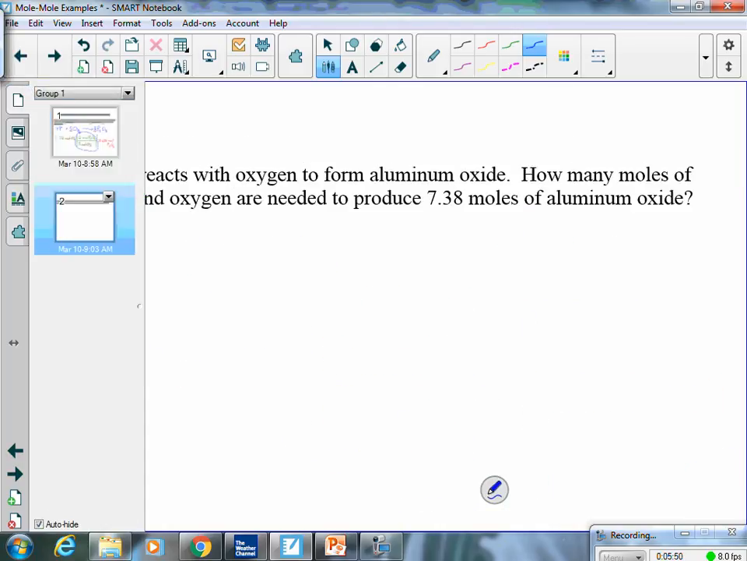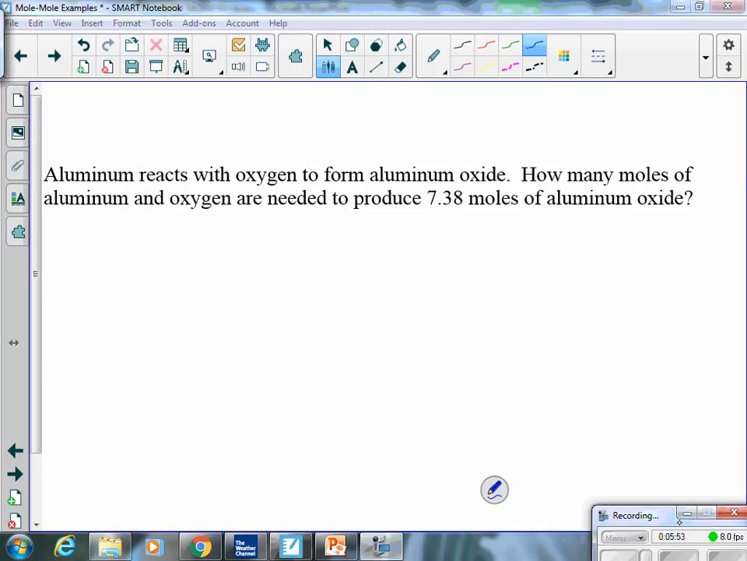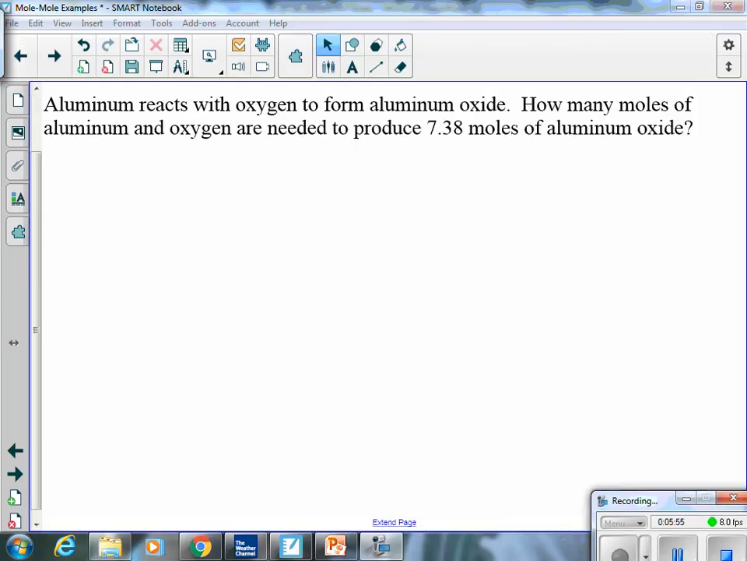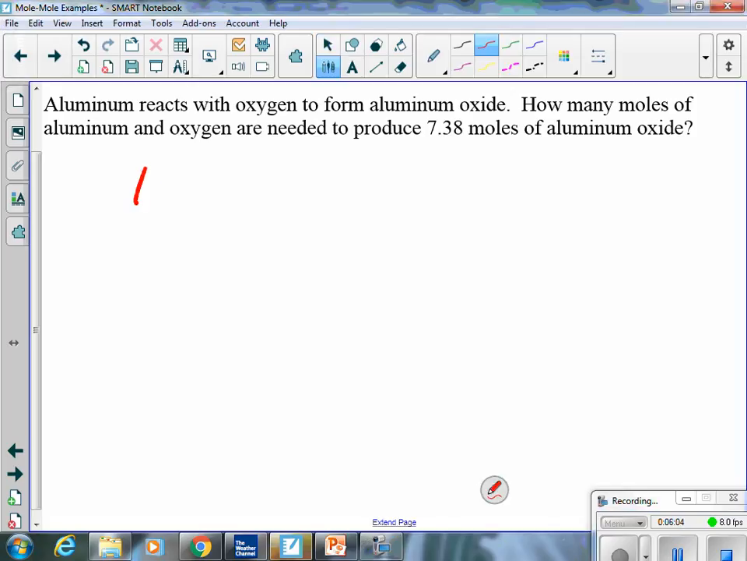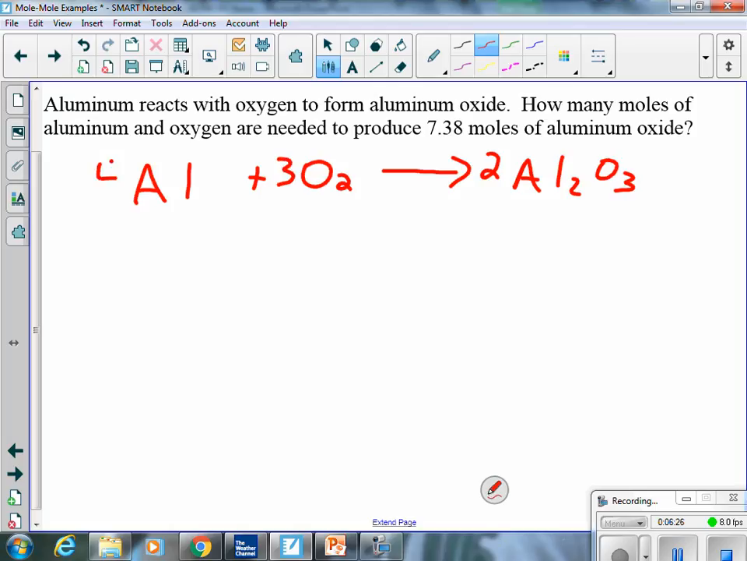Now I'm going to give you a second to write down this second equation. Okay, we have aluminum reacting with oxygen to form aluminum oxide. Aluminum reacts with oxygen to form aluminum oxide. I need to balance my chemical equation. So I have now balanced this equation.